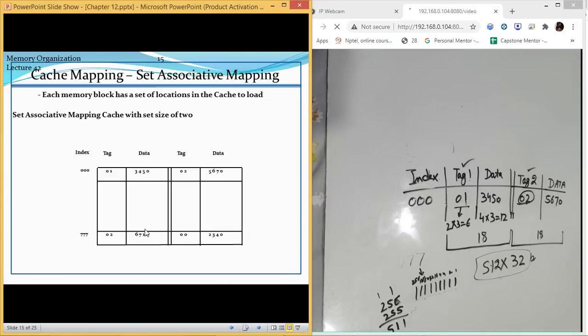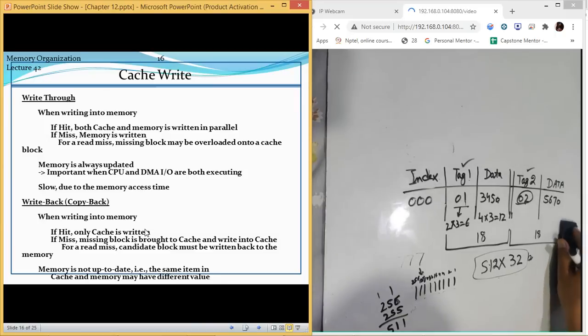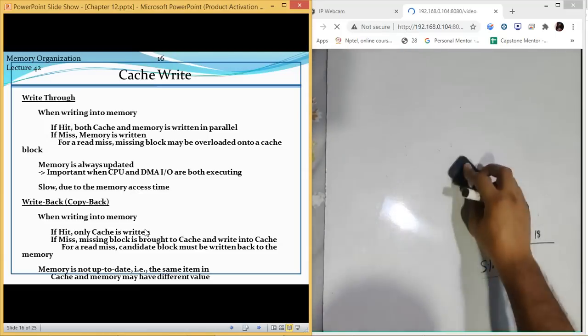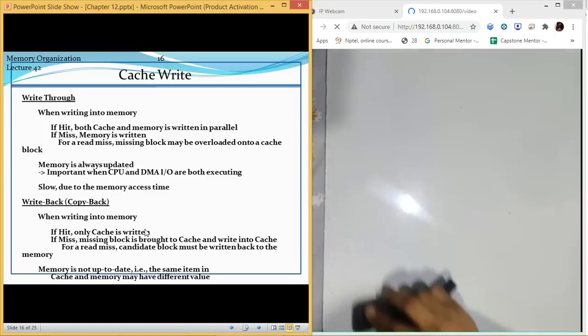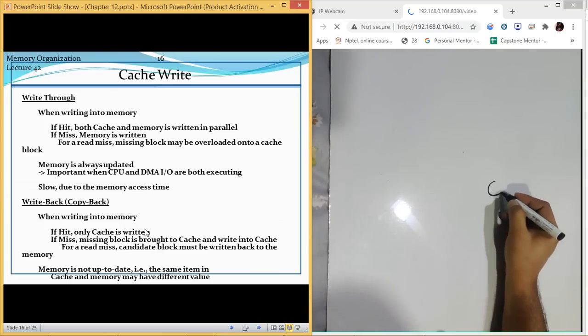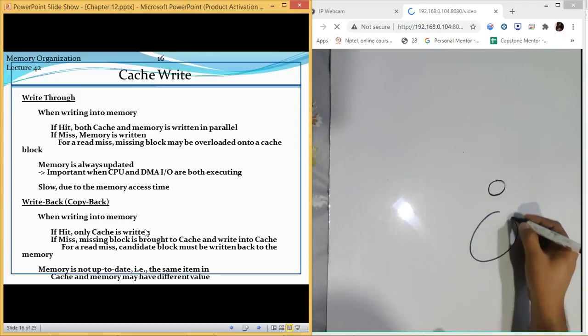Now, after set associative mapping, let us move to the topic of how we are going to write the data inside the cache. Now, in previous classes, we discussed that whatsoever data is present inside the cache should be present inside the RAM.